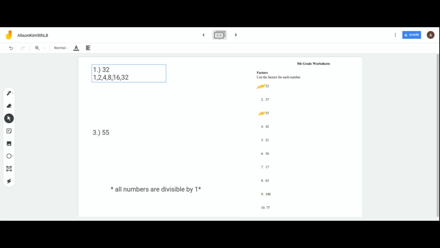Now let's try 5. 5 times what equals 32? Nothing, right? What about 6? Nope. 7? Nope. 8? We already have it right there, okay? So this is going to be our answer.